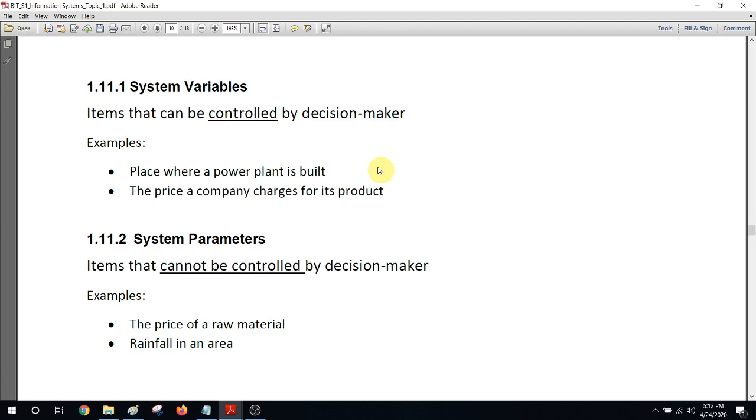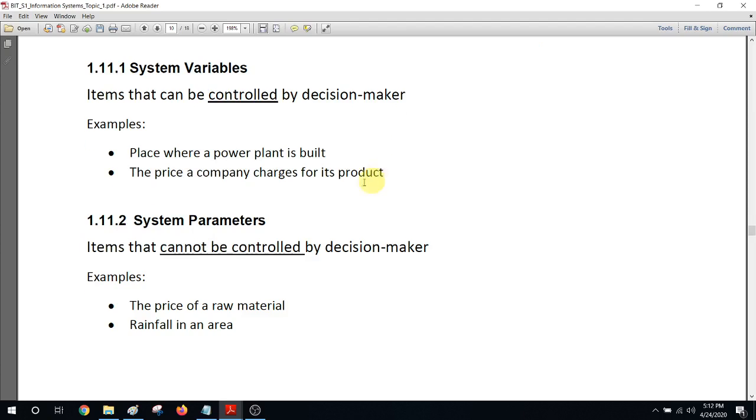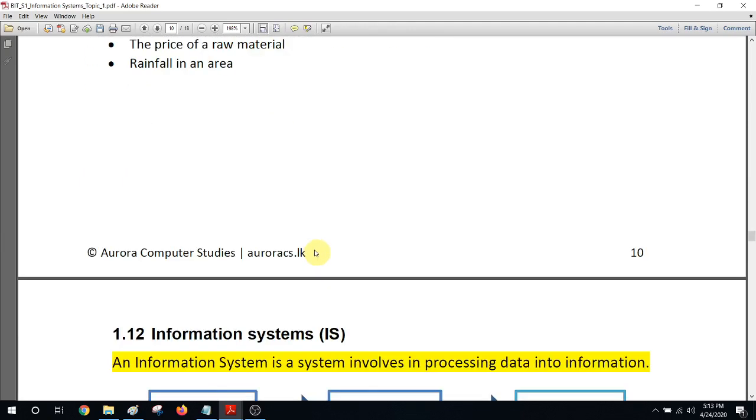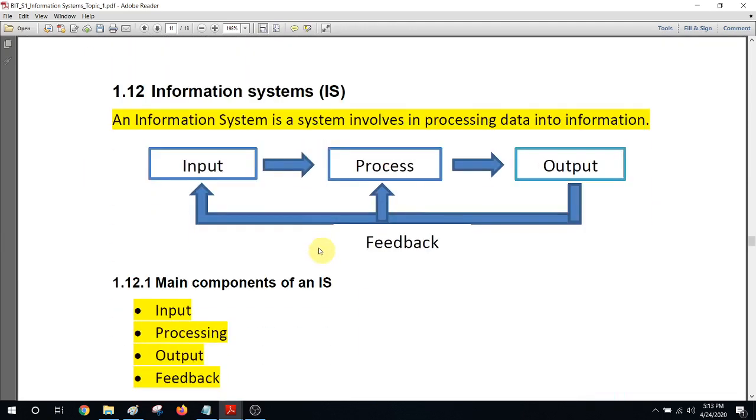So what kind of power plant, a coal power plant or a hydropower plant. So those are variables. Parameters mean things over which the decision makers have no control. For example, rain. Though you build a hydropower plant, you don't have control over the rain, or maybe the price of coal, right? So those are parameters, right?